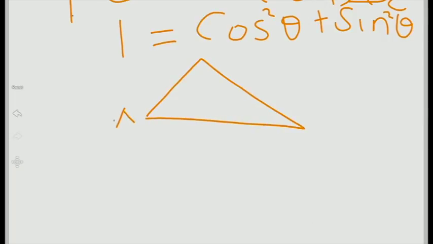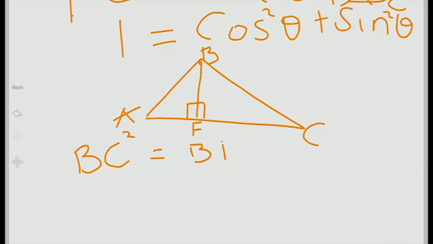This is A, this is B, this is C. We draw a right angle triangle here. We use Pythagoras to find BC. We say BC squared is equal to BF squared plus CF squared.